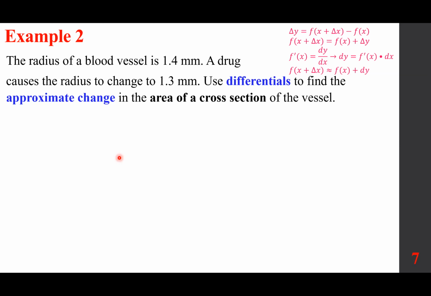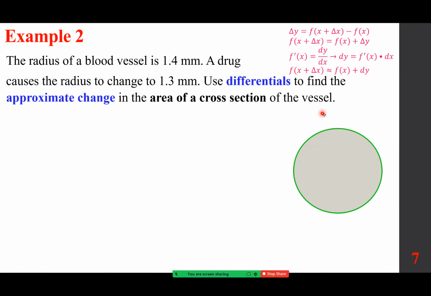Okay. The radius of a blood vessel is 1.4 millimeters. A drug causes the radius to change to 1.3 millimeters. Use differentials to find the approximate change in the area of a cross section of the vessel. The cross section is in the shape of a circle.